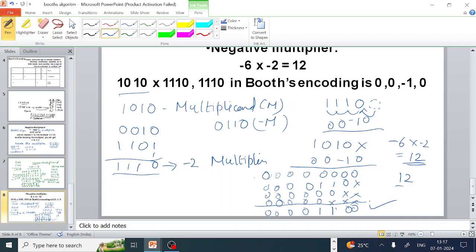So this is how you will be using Booth's algorithm for signed integers. Okay, hope you all have understood. Thank you all.